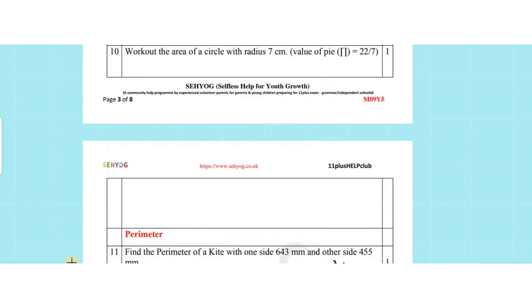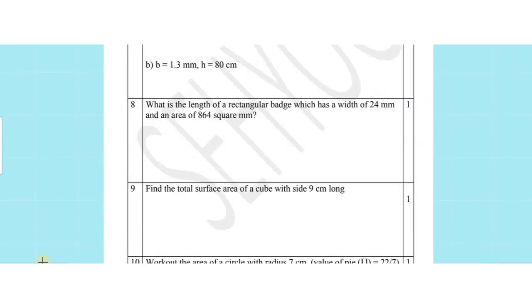Question number 10. To work out the area of a circle with radius 7 centimeters, we use the formula pi times r times r. We are taking the value of pi as 22/7 times radius, 7 centimeters, so 7 times 7. Now one 7 can be reduced with one 7 in the numerator and denominator. We are left with 22 times 7, which is 154 centimeter square area.